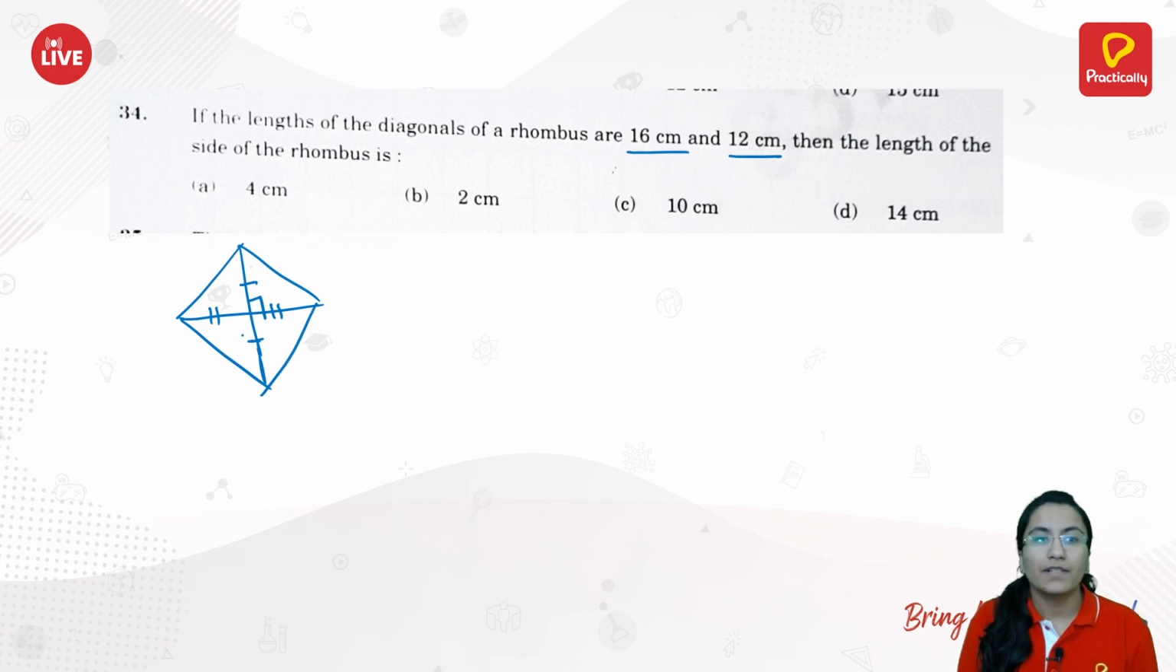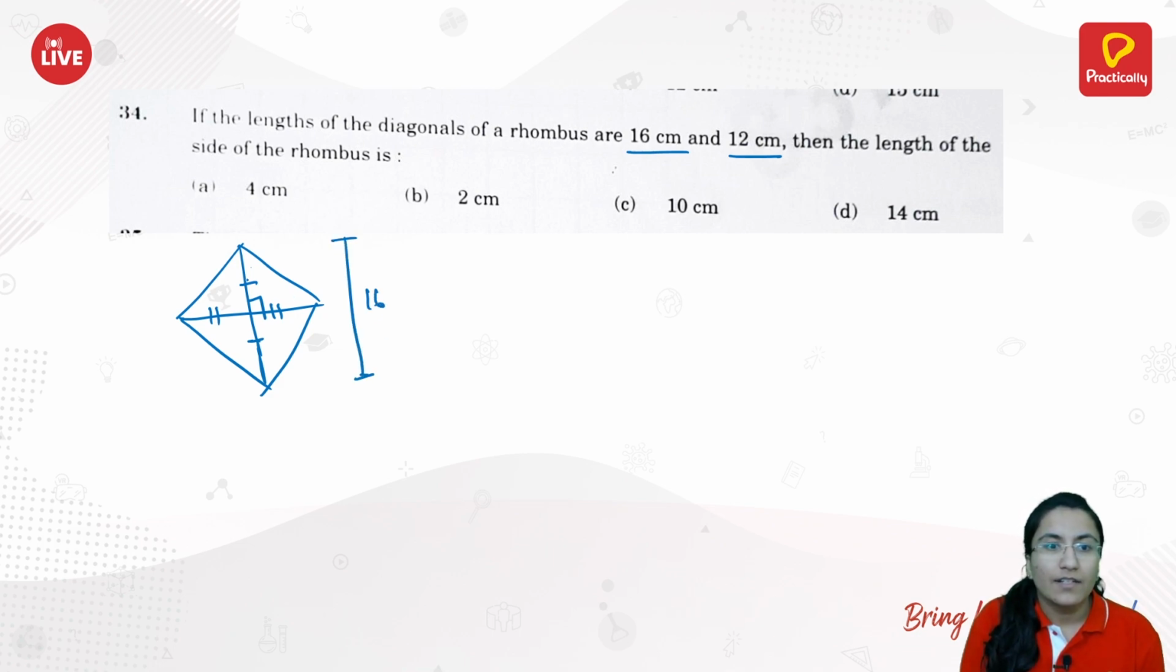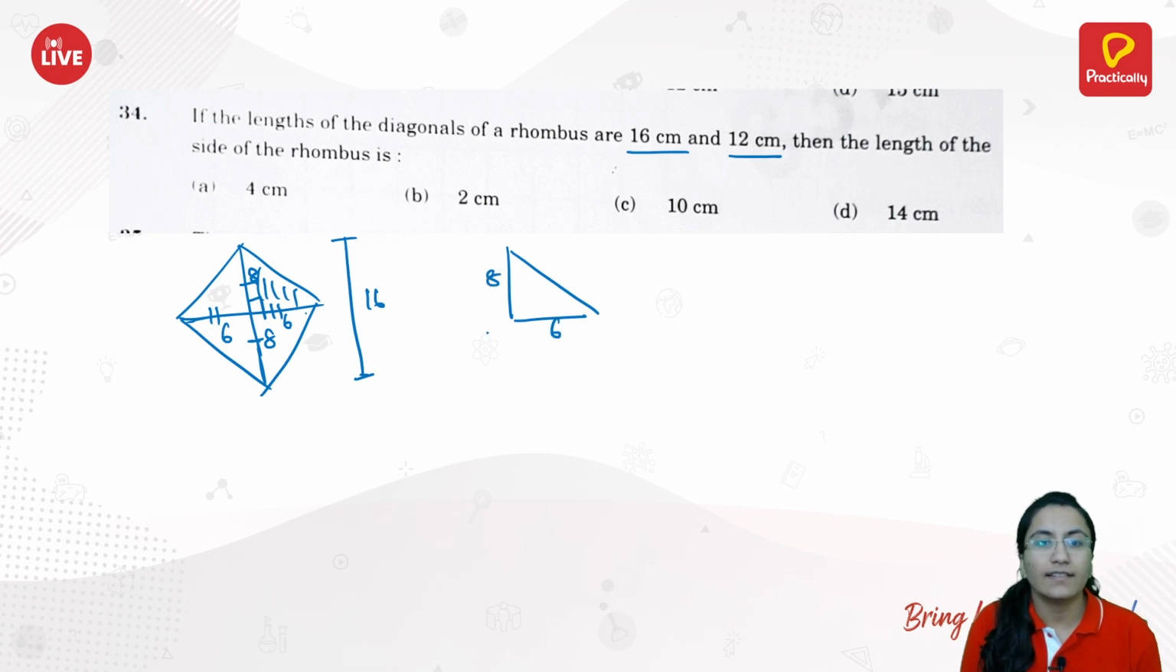So if this is a rhombus, the diagonals bisect each other at 90 degrees. So if the complete diagonal length is 16, this is 8, this is 8. If the complete one is 12, this is 6, this is 6, right? So you have a triangle over here. This triangle I am constructing, this length is 8, this length is 6, this is a 90 degree angle. So this is the side of the rhombus.